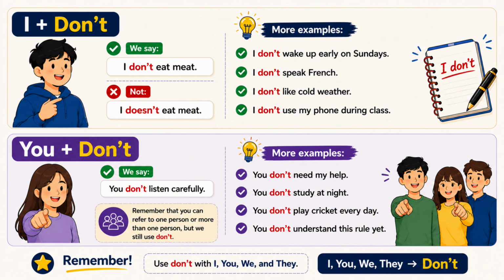Now, you plus don't. We say you don't listen carefully. More examples. You don't need my help. You don't study at night. You don't play cricket every day. You don't understand this rule yet. Remember that you can refer to one person or more than one person, but we still use don't.